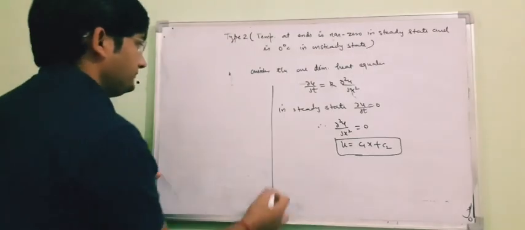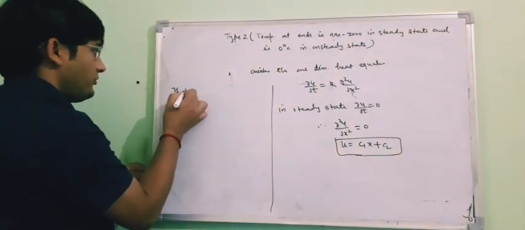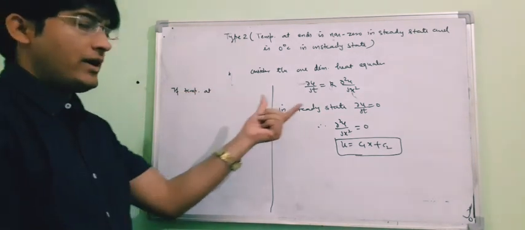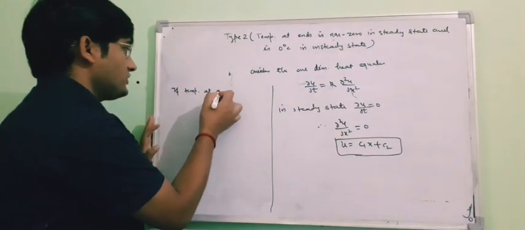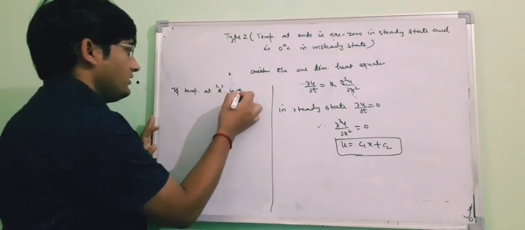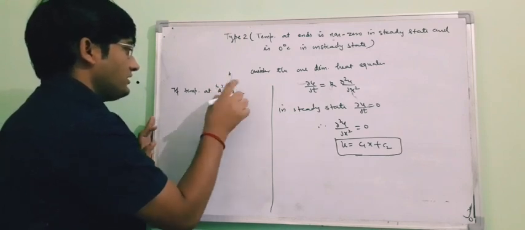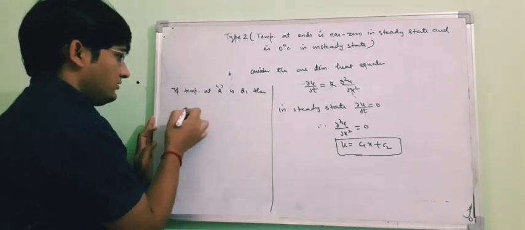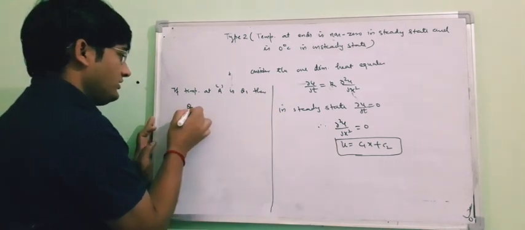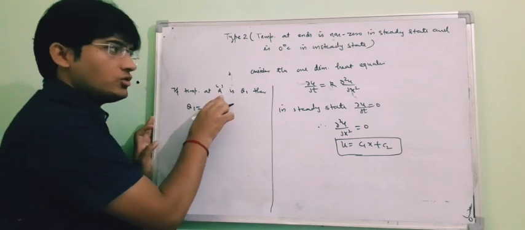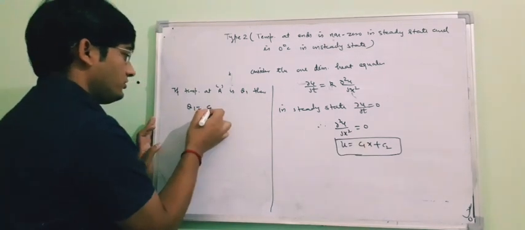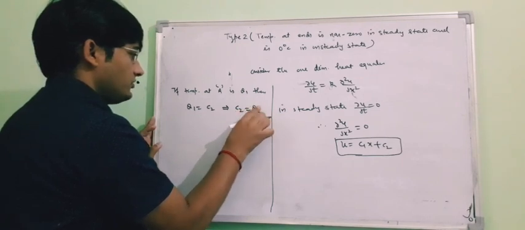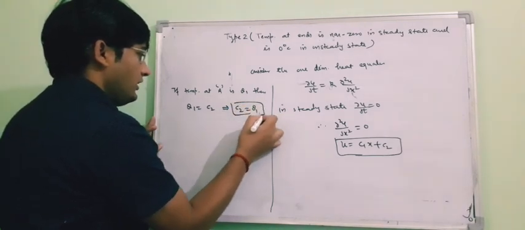Now if temperature at the beginning point of the bar is θ1, say at A, if the temperature at A is θ1, then the left hand side will be θ1. Now at A your x will be 0, so your C2 equal to θ1.